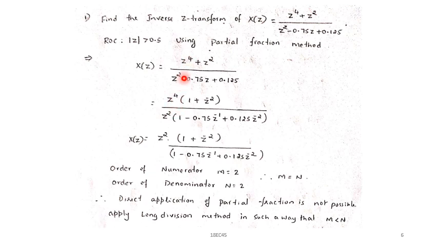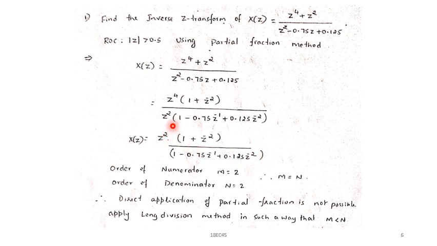The denominator here has z square. So I'll get z to the power 4 into (1 + z^-2) divided by z square, I'll take it outside, into (1 - 0.75 z^-1 + 0.125 z^-2). So here z to the power 4 and z square, z square cancels, so you'll get z square into (1 + z^-2) divided by (1 - 0.75 z^-1 + 0.125 z^-2).